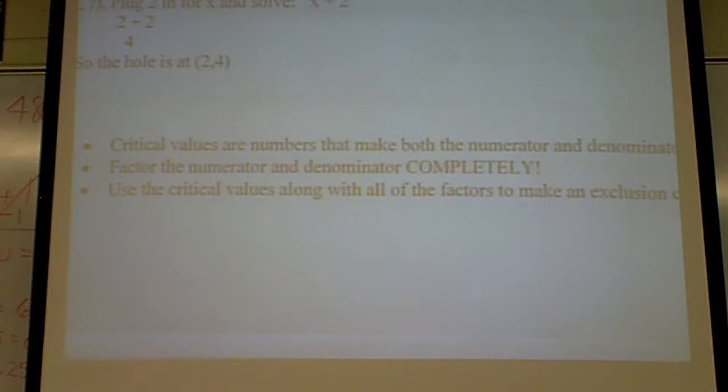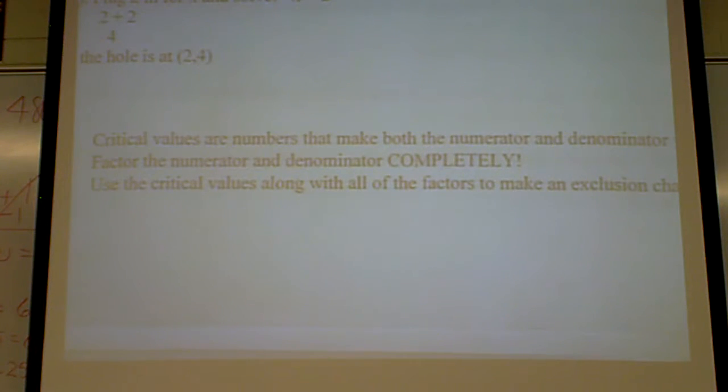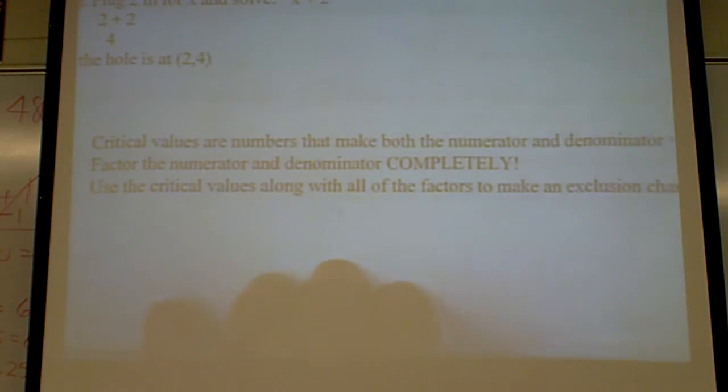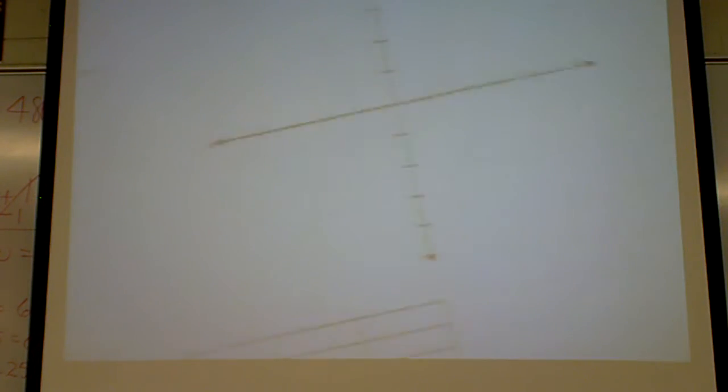So critical values are numbers that make both the numerator and the denominator 0. We need to factor the numerator and denominator completely and use the critical values along with all the factors to make an exclusion chart. So we are going to do that now.